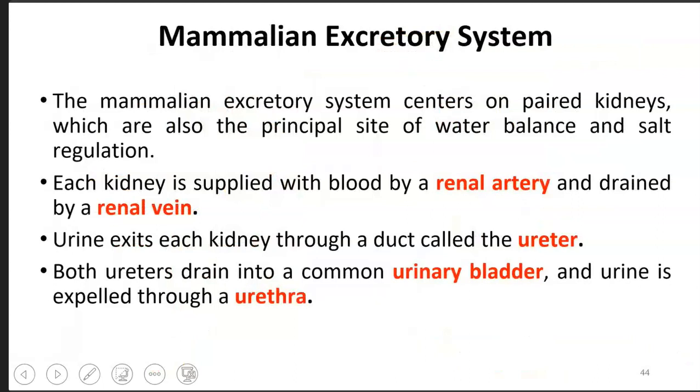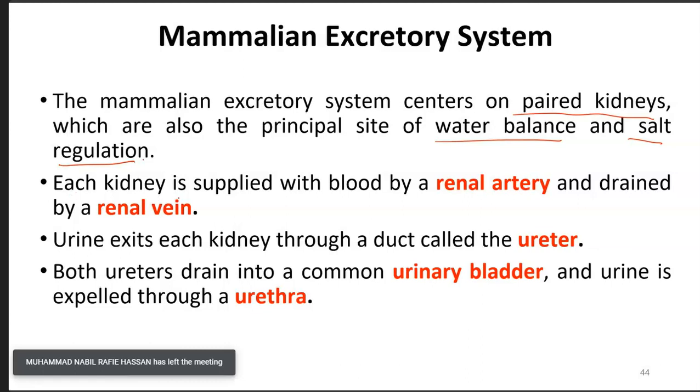Okay, so for the mammalian excretory system, the mammalian excretory system centers on paired kidneys. So we have two kidneys, a pair of kidneys, which are also the principal site for water balance and salt regulation. So water is reabsorbed, salts will be reabsorbed at some region of the kidney. Sorry, at some region of the nephron.